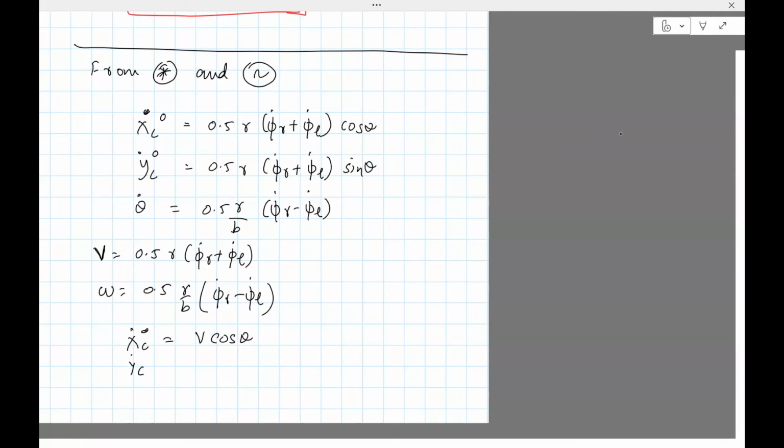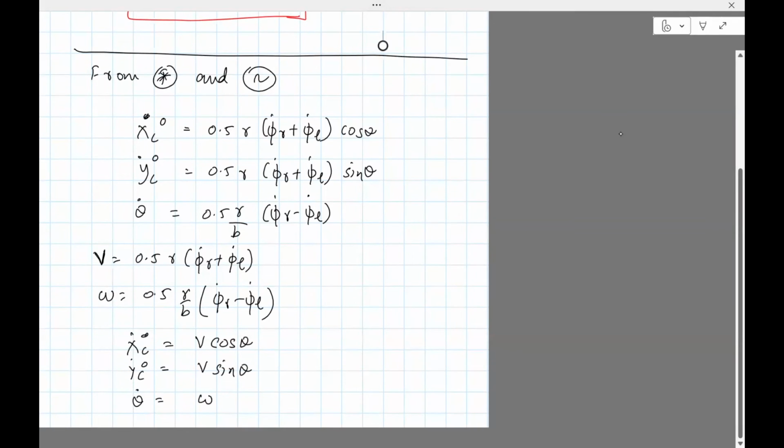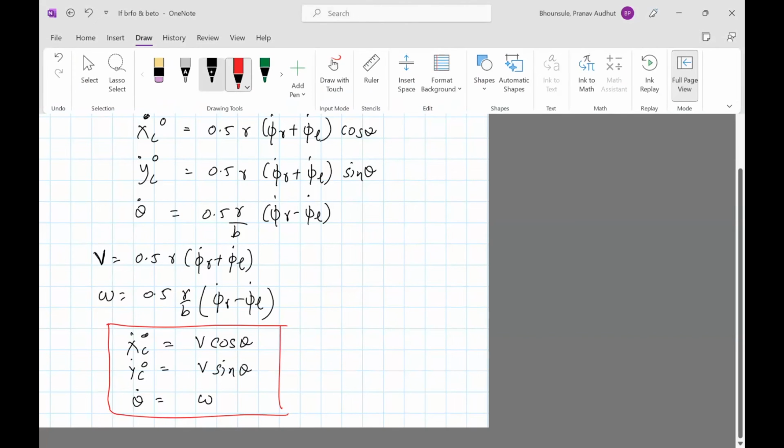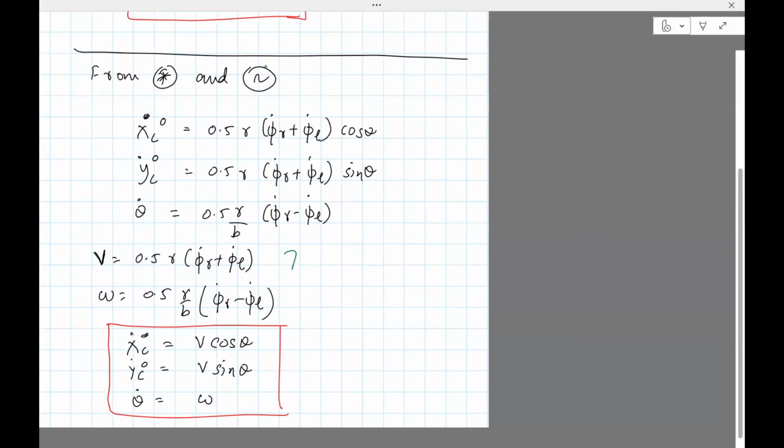X dot c is v cosine theta, y dot c is v sine theta, and theta dot equals omega. So if you see the equations of a differential drive car, you'll normally see it in this form, where v and omega are given by these expressions. So really simple: v cosine, v sine, and omega.